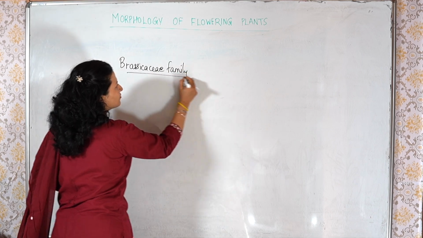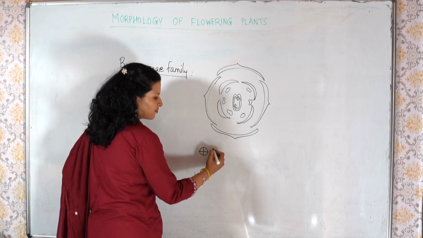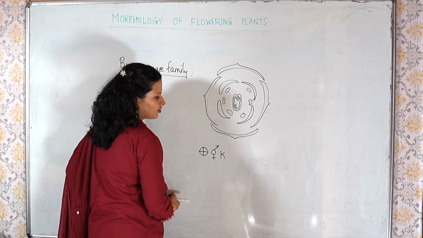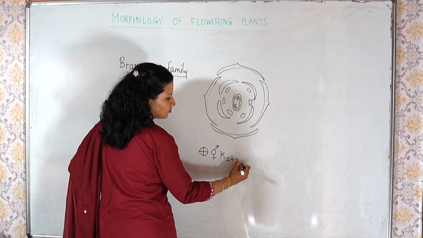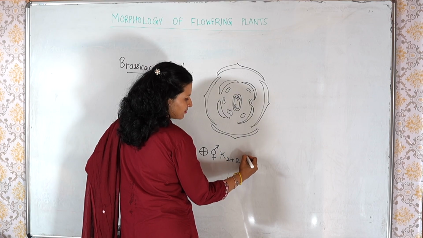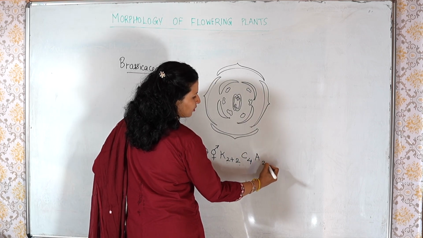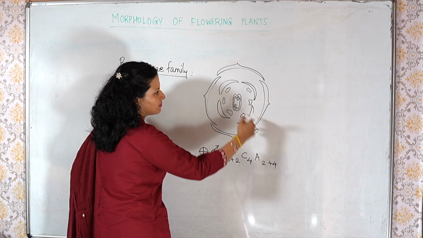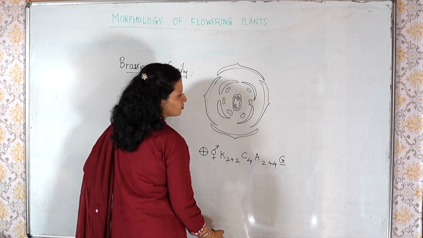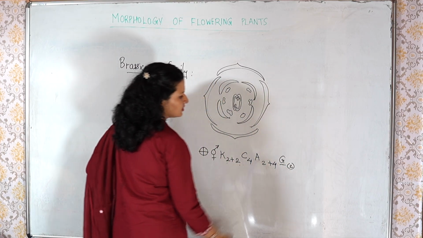For the Brassicaceae family, the floral formula is actinomorphic. It's a bisexual flower. For calyx, there is 2 plus 2, 2 outer and 2 inner sepals. Then the corolla is 4. Then androecium is 2 outer plus 4 inner stamens. And for gynoecium, there is a bicarpellary superior ovary.